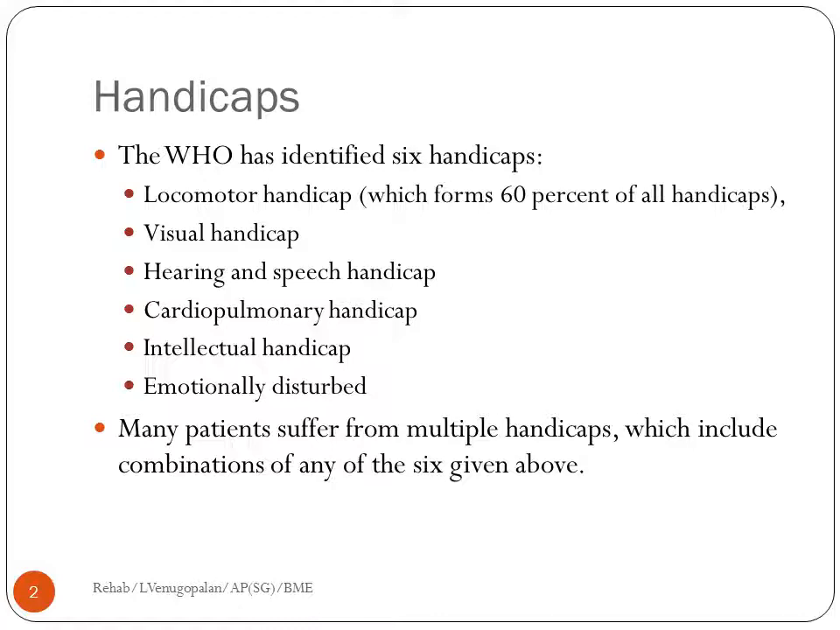Emotionally disturbed: all of us know people who have emotional issues because of some other handicap. So many people have multiple handicaps. It could very well be just one handicap, or it could be emotional plus anything else, or a combination of all these six handicaps. And people with more than one handicap should be treated very, very delicately.